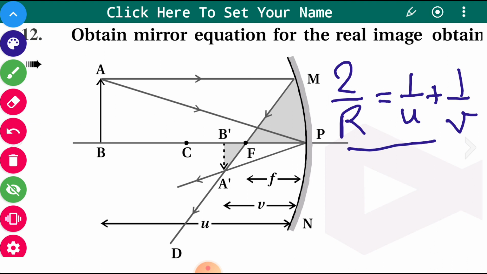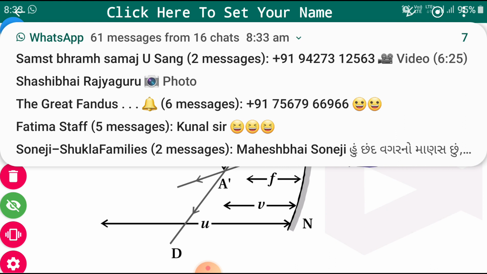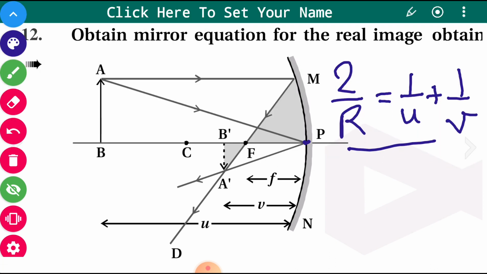And when you are using it, you have to understand and follow the sign conventions. If the object is on the left hand side, then we have to take the object distance as negative. This we must understand. So the rules of sign convention you must follow when you are putting the values in this equation.